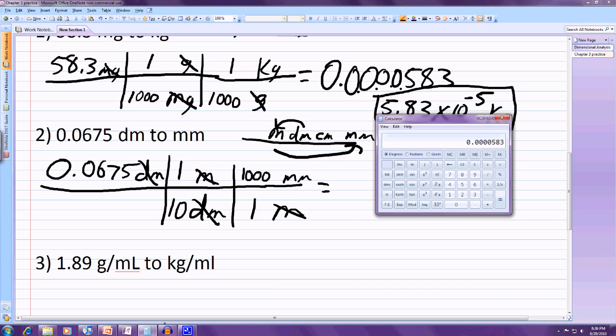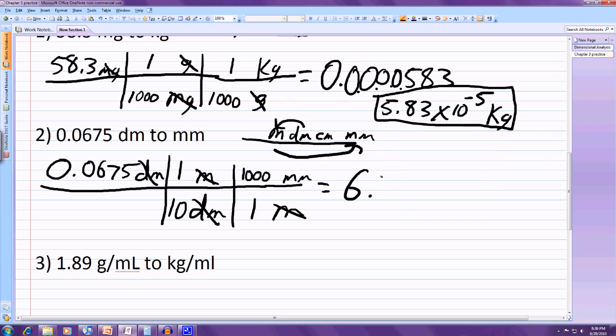We have 0.0675 divided by 10 times 1,000, and that gives us 6.75. And what's our unit? 6.75 millimeters. And that would be our final answer.